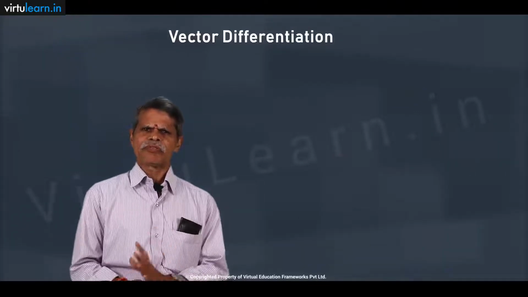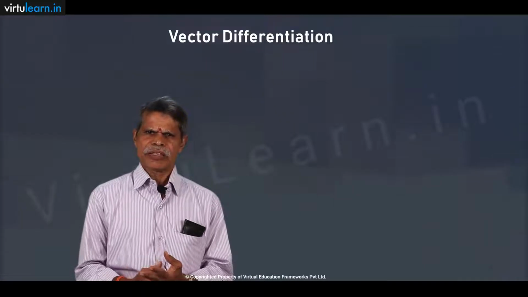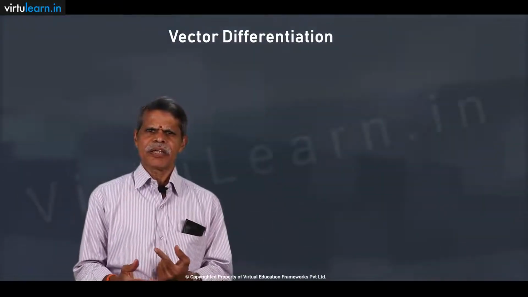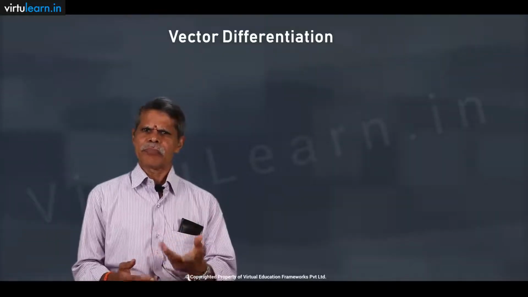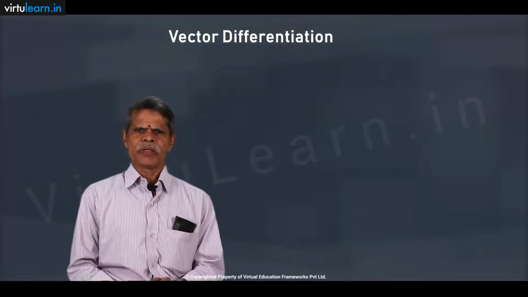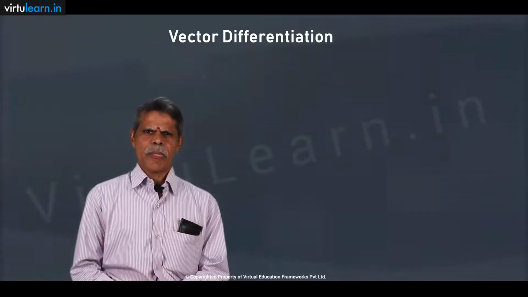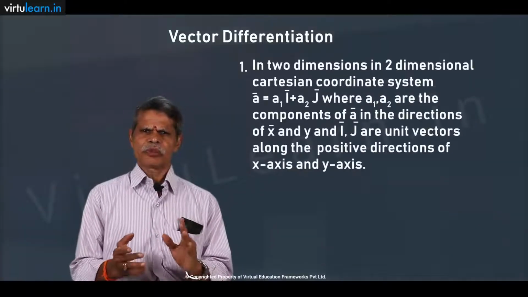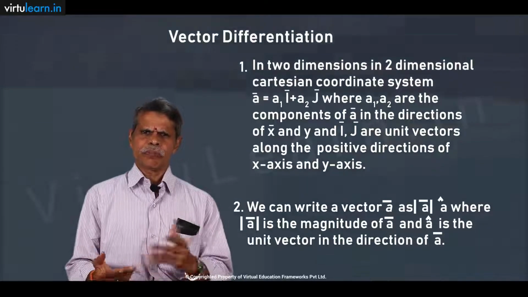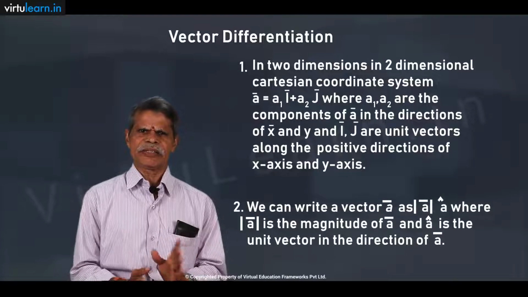What are the examples for vectors? Position vector of a point, velocity of a moving particle, acceleration of a moving particle, and a force are simple examples of vectors. Let us now have the representation of a vector. We usually make use of 2 dimensions and 3 dimensions to represent vectors. So let us consider the representation of a vector in 2 dimensions.